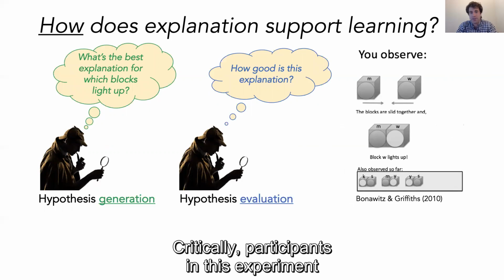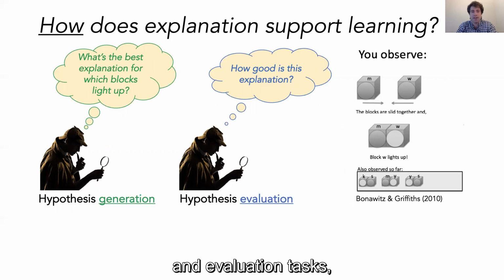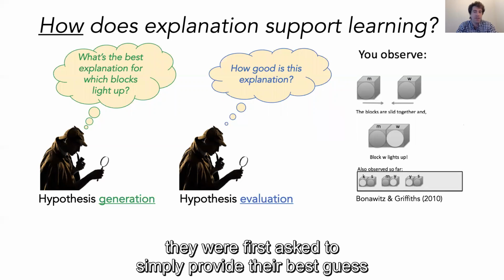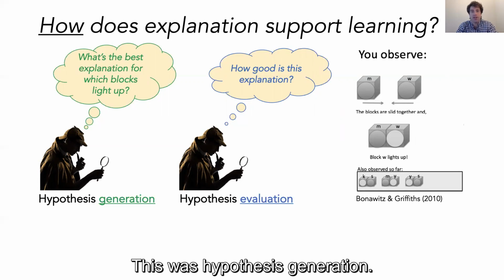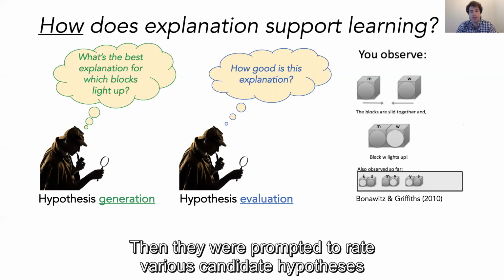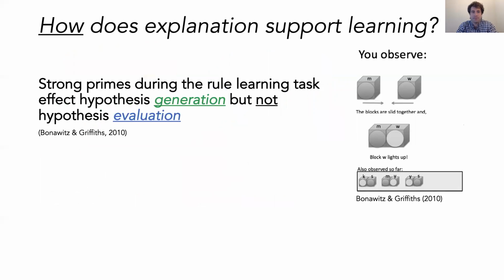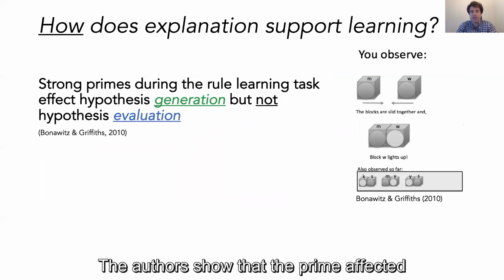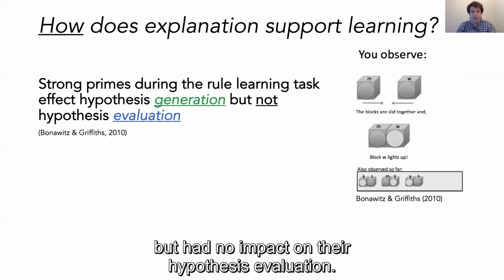Critically, participants in this experiment performed separate hypothesis generation and evaluation tasks. So after seeing all the evidence, they were first asked to simply provide their best guess about what rule determined which blocks lit up the others. This was hypothesis generation. Then they were prompted to rate various candidate hypotheses for the data they had seen. This was hypothesis evaluation. The authors show that the prime affected the hypotheses participants generated, but had no impact on their hypothesis evaluation.